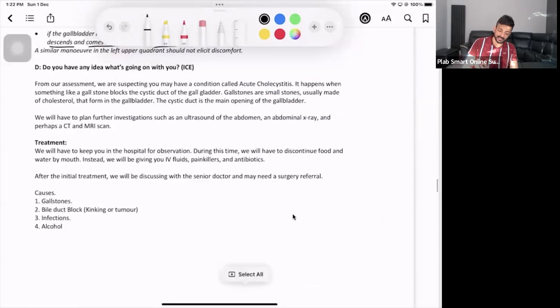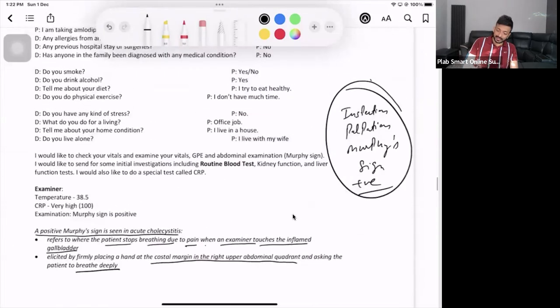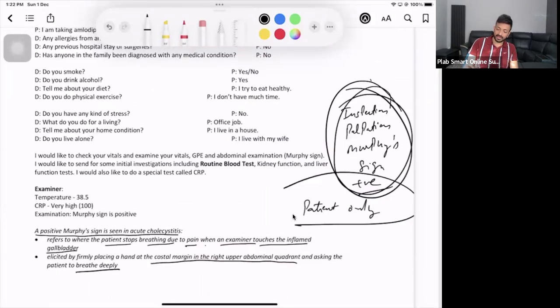Give your management plan, right? Management is obviously fluids, painkillers, antibiotics, and then a surgical referral. We'll see when the infection subsides, you might be going for acute cholecystectomy as well, right? So do we have a mannequin in this? No, you will be doing this much of examination on the patient only. You don't have any mannequin in this as well.